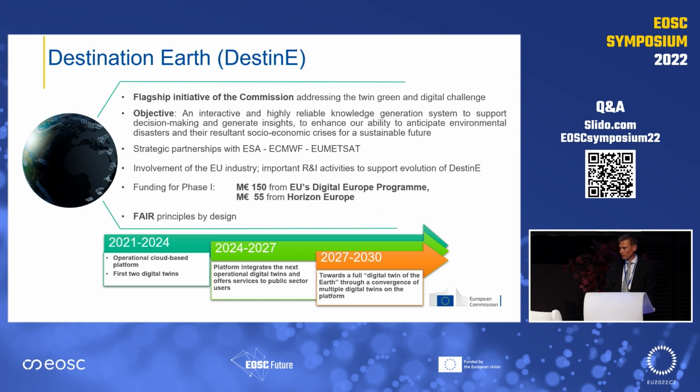Now, I will not go into all the level of detail that you can see here. It is funded to a large extent from the Digital Europe program in the first phase with 150 million euro and complementary research from Horizon Europe. And very important to say here that this initiative is implemented through strategic partnerships with the European Space Agency, the European Centre for Medium-Range Weather Forecasts, and EUMETSAT, and it will be rolled out in 3 phases. The only thing I would like to say here also, that by design, the FAIR principles will be respected in this. And with this, I stop here.